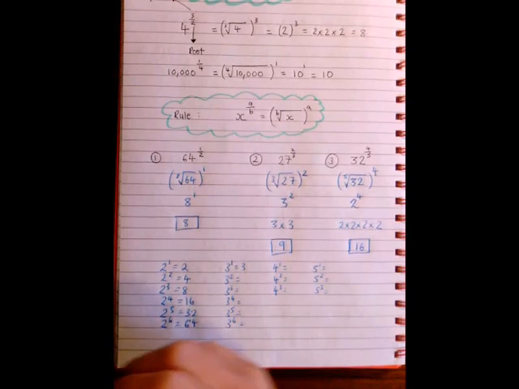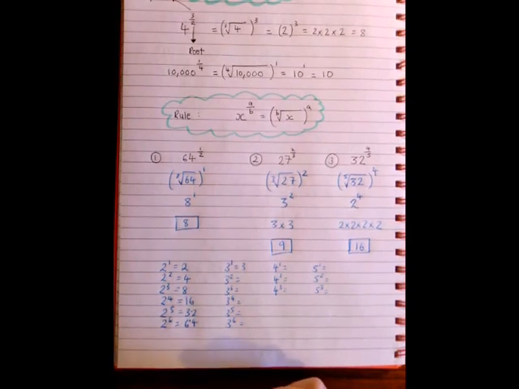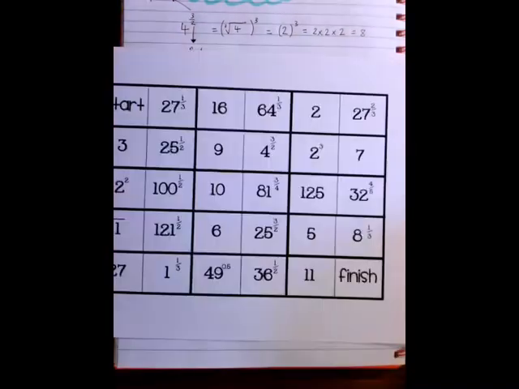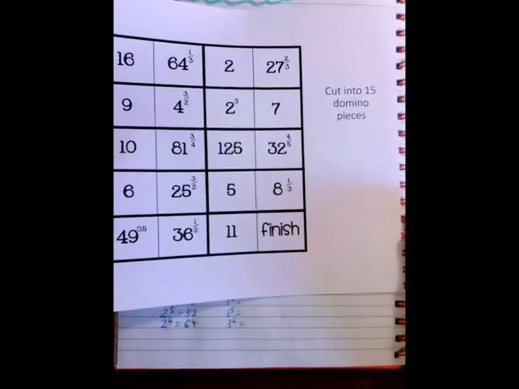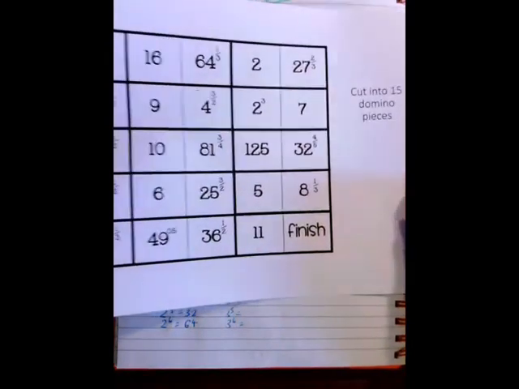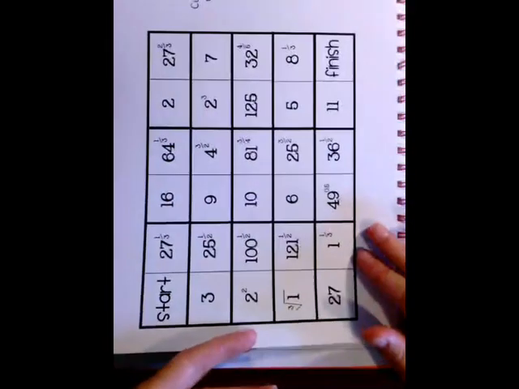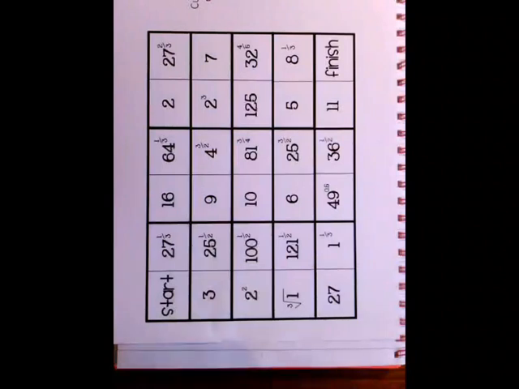Okay, so the first task I want you to do is complete the dominoes sheet. So I've cut it into 15 domino pieces. Now if you can't print this out, what you can do is pause the screen and then copy these out. What you want to do is have them put into dominoes pieces.